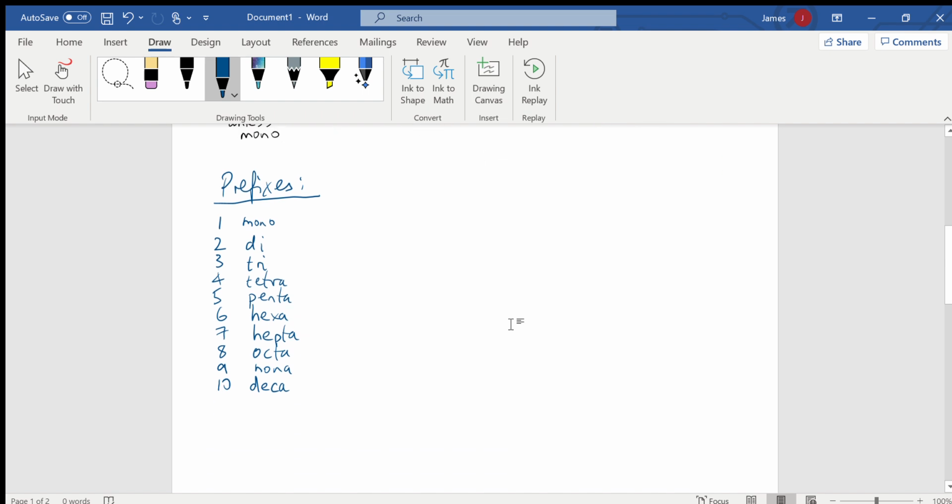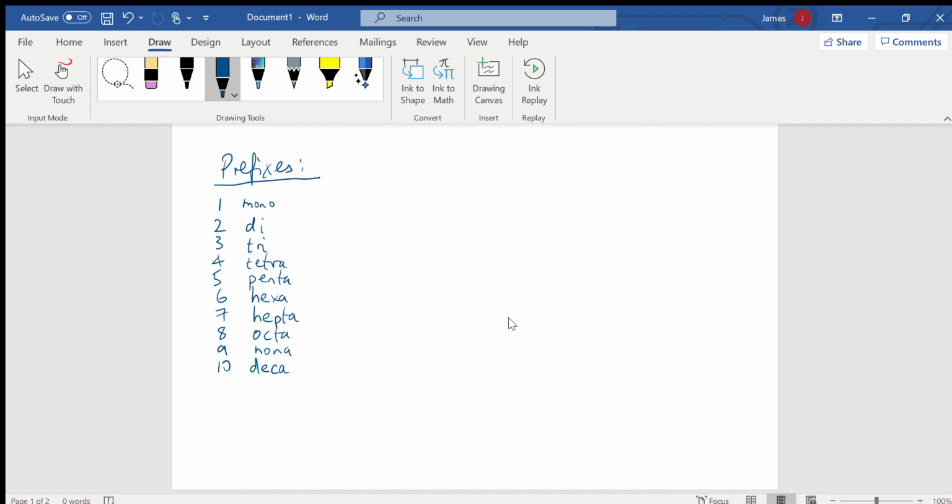And there's definitely a caveat: never begin a name with the prefix mono. That's just an arbitrary rule that was agreed upon for some reason.